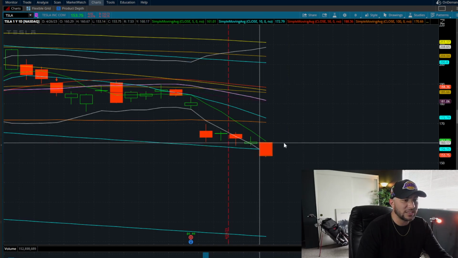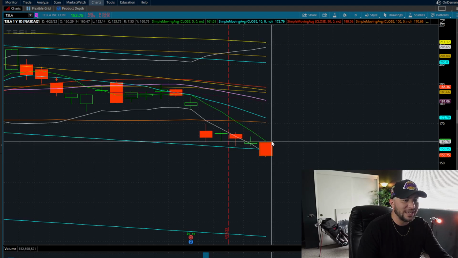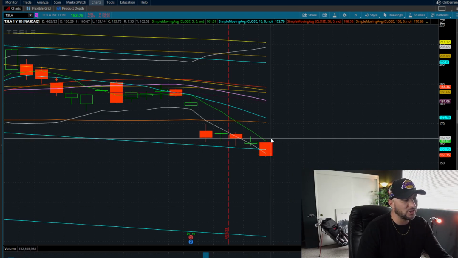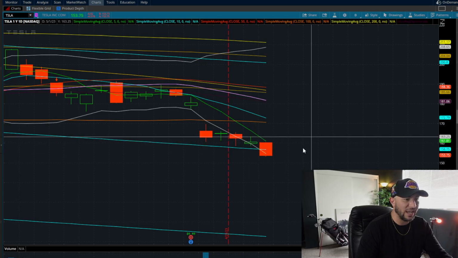dead cat bounce on Tesla. I'm not going to be too interested in anything long on Tesla until the daily candle closes back over the 5-day moving average. As of right now, that's sitting at 161. So all of my bias is still going to be to the downside. If we do decide to pop, I'll just let it do its thing. I'll wait for the rejection and the follow through.